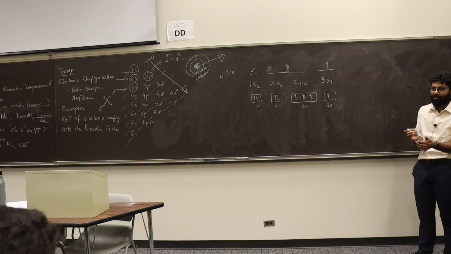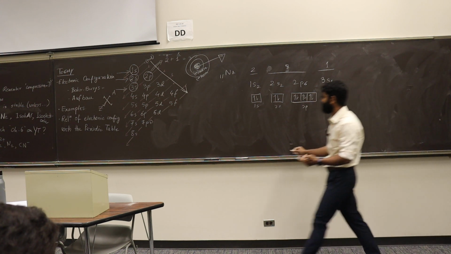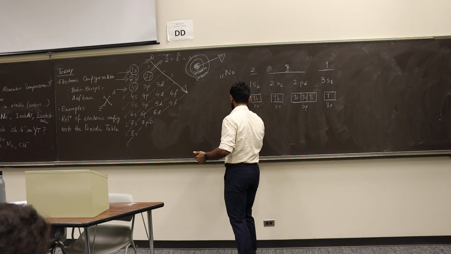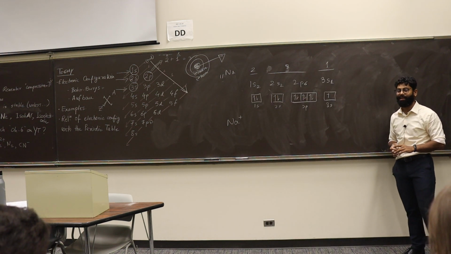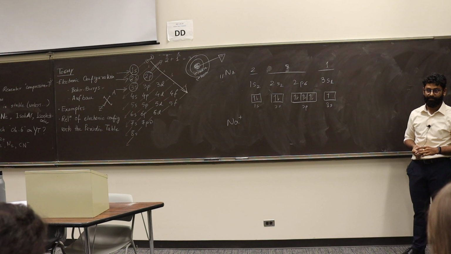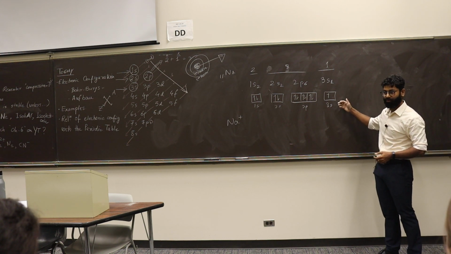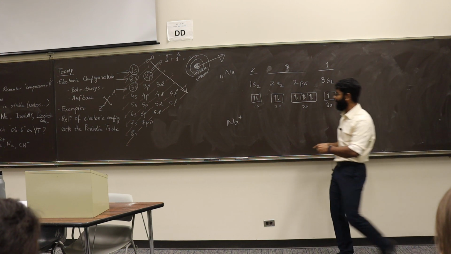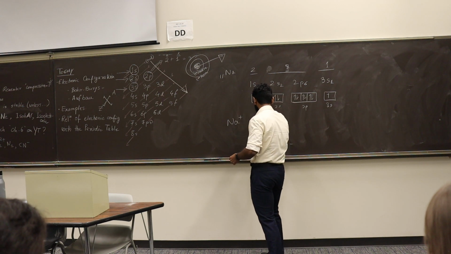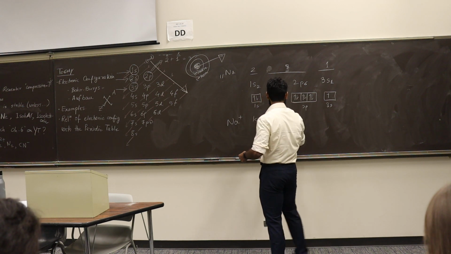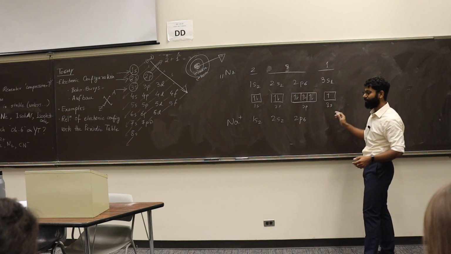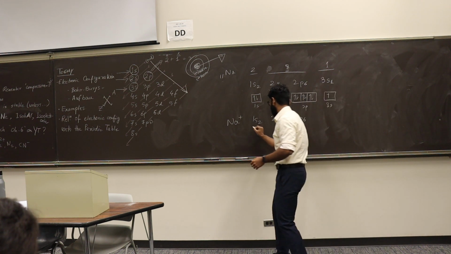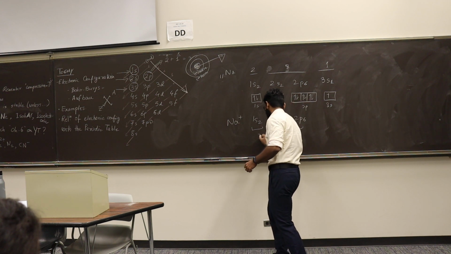Okay. Now tell me, if you have Na plus, where will that electron come out from? From here, the outermost. This is the electron. So for Na plus, the electronic configuration then becomes 1s2, 2s2, and 2p6. The 3s gets knocked out. Okay, so this basically becomes 2,8.